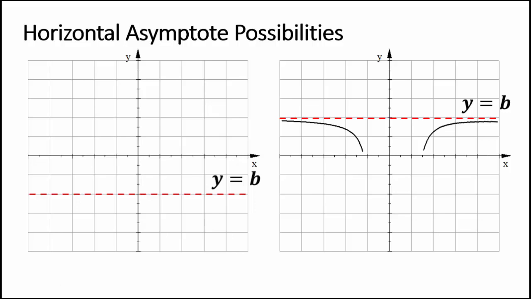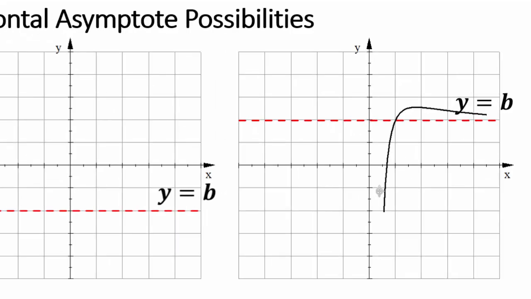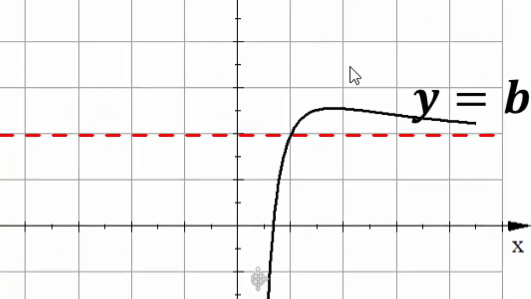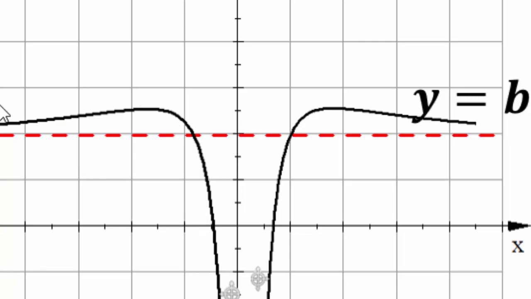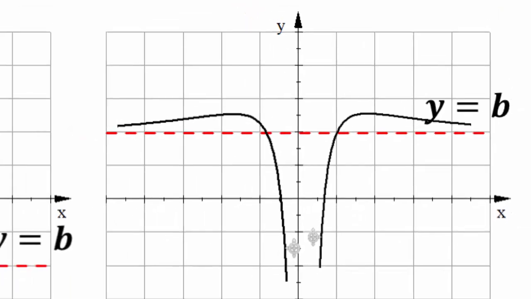Good. Some of you had awesome graphs. You can have graphs that cut through and then taper off to it. So this is called the point of intersection, where you see them intersect. As long as eventually the graph gets closer and closer to the y equals b line, you're good. Yep, same thing from the other side. You can also have the intersection points come from above.